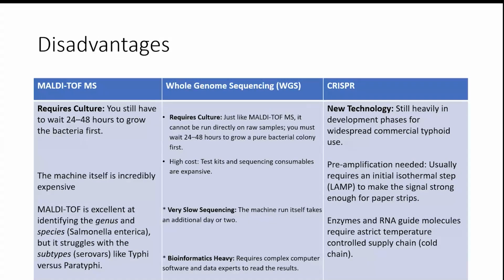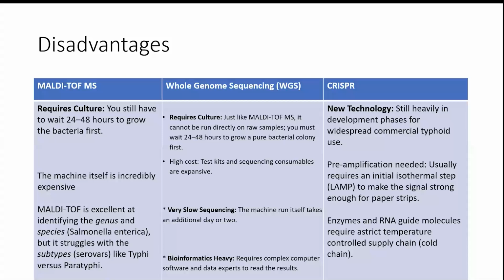Now the disadvantages. MALDI-TOF MS requires culture. We still have to wait 24 to 48 hours to grow the bacteria first. The machine itself is incredibly expensive. MALDI-TOF is excellent at identifying the genus and species. For Salmonella, it will definitely identify up to Salmonella enterica, but it struggles with subtypes like typhoid versus paratyphoid. Nowadays, the new systems also detect typhoid versus paratyphoid, but the older MALDI-TOFs still struggle to further classify Salmonella enterica into typhoid versus paratyphoid.